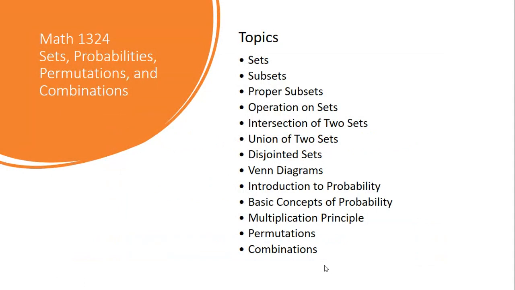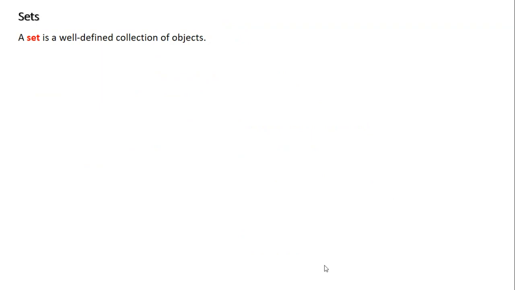For today's session, he has us covering sets, probabilities, permutations, and combinations. These are all the topics that we're going to cover under this title, and these are some of the key points that we will go through. Let's start first with the definition of a set. A set is a well-defined collection of objects.